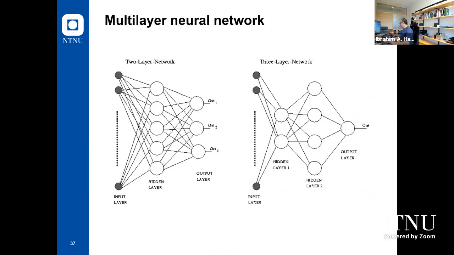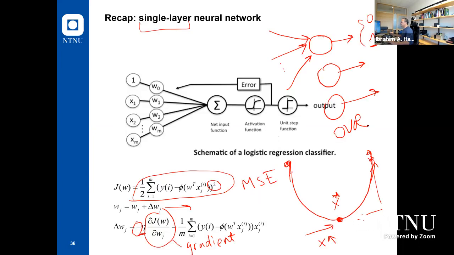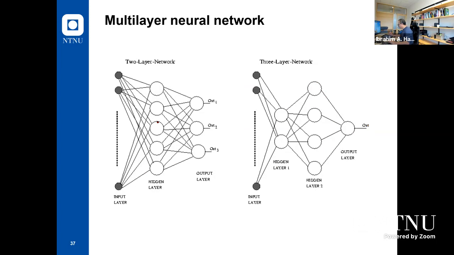Next, we need to go to multi-layer neural network. If we finish this single layer neural network, we need to go to multi-layer. Multi-layer is simply this: imagine this one is a perceptron, and we are just connecting many of those perceptrons. We will put them in layers and make connections to make it more complex. That is it.